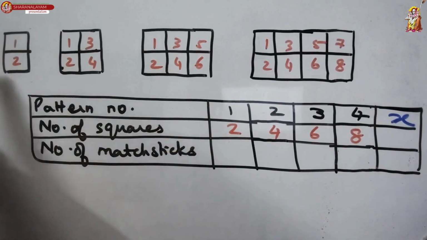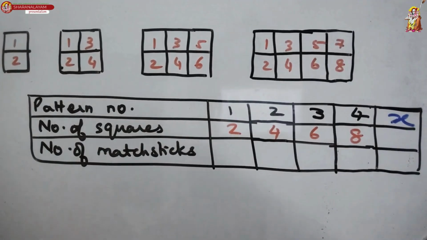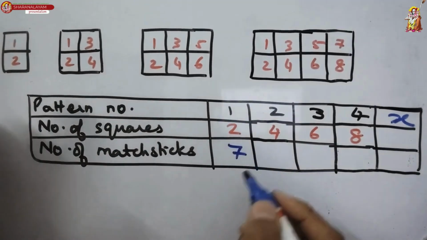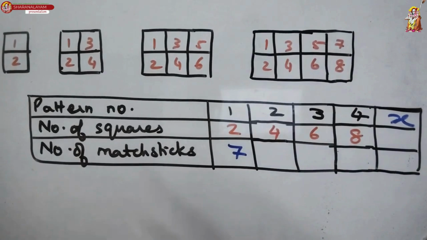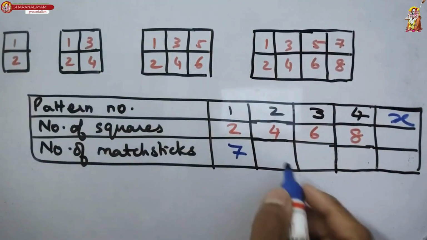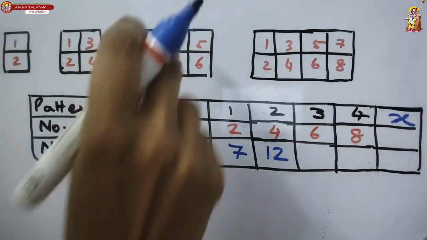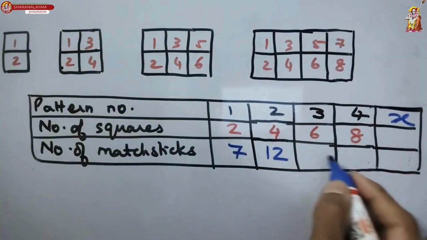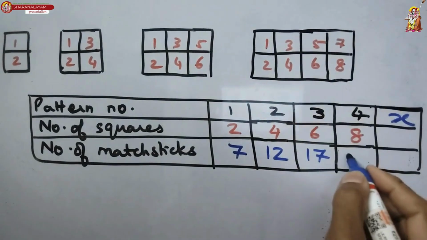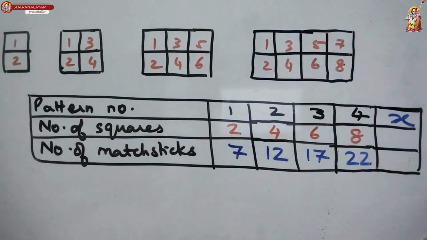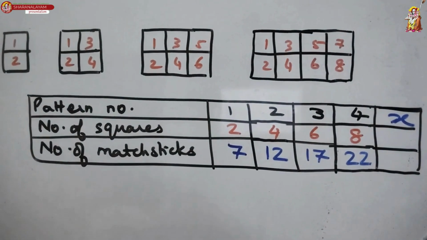Here, if you look at the number of matchsticks, 1, 2, 3, 4, 5, 6, 7. Correct? So here it is 7 first, and what comes next? 7 plus 8, 9, 10, 11, 12. Correct? Next, 13, 14, 15, 16, 17. Next, in the same way, 22 will come. Okay.